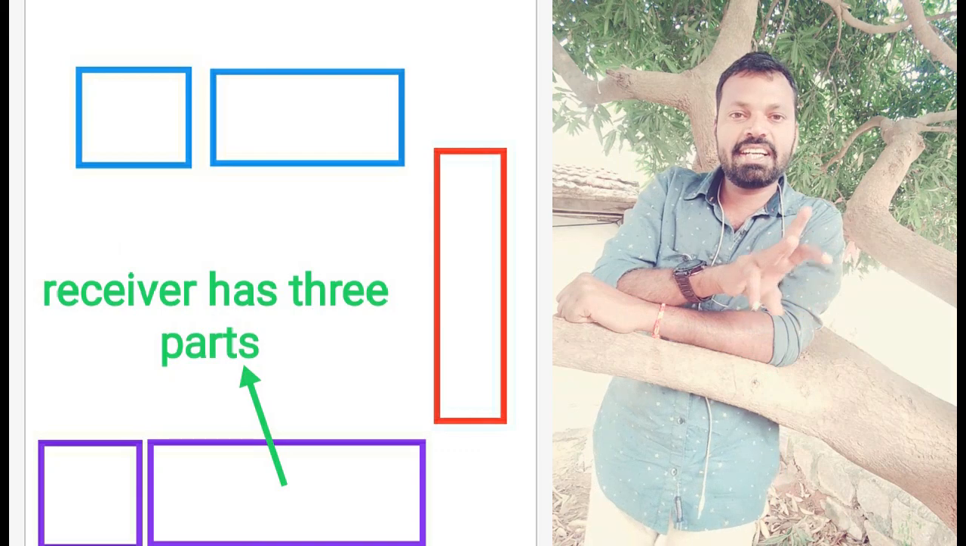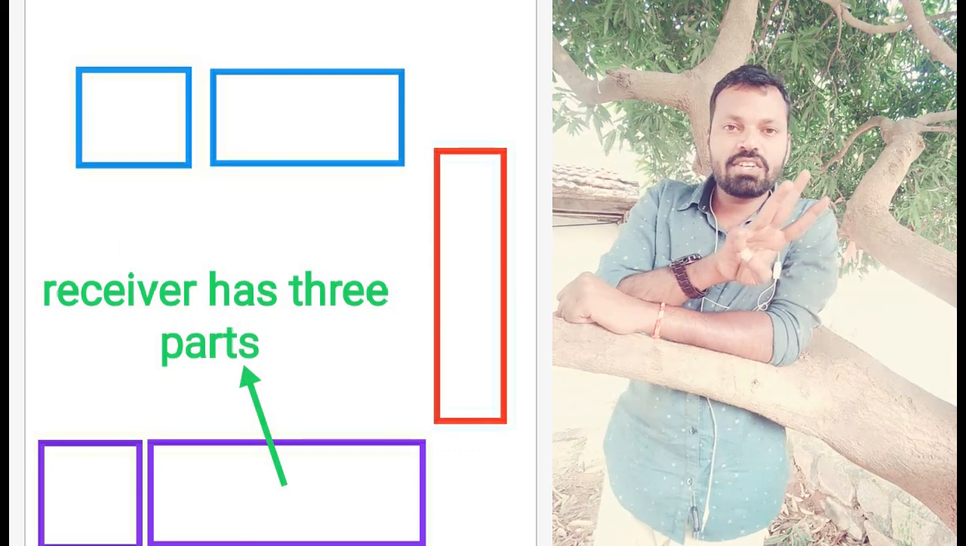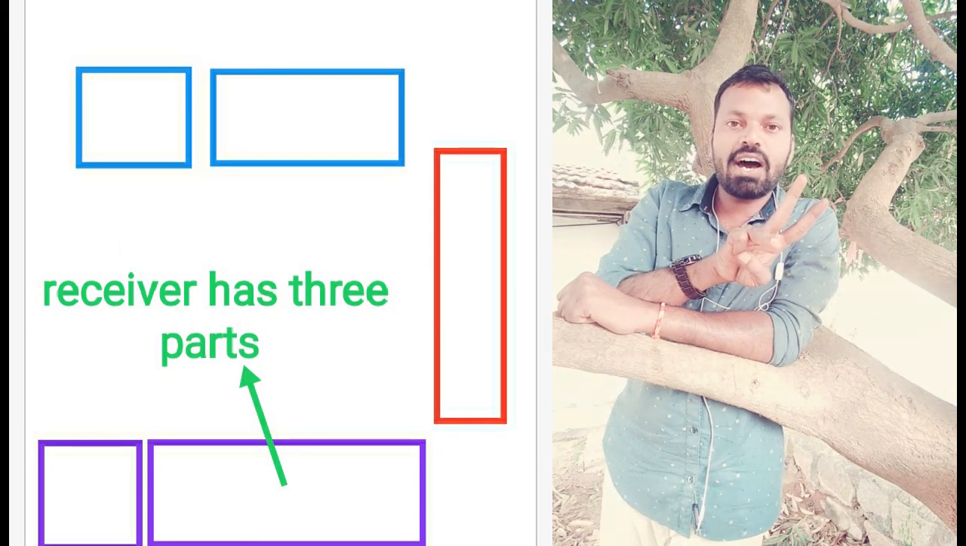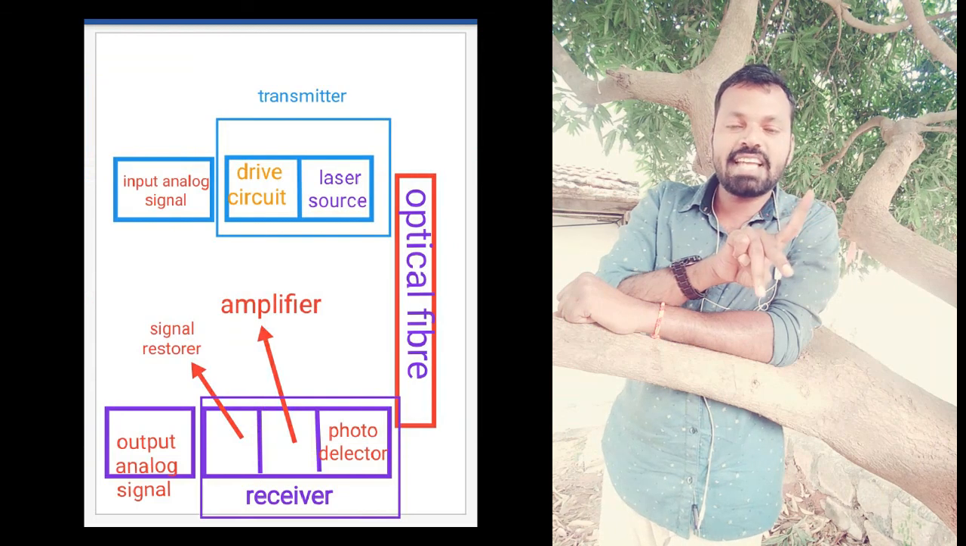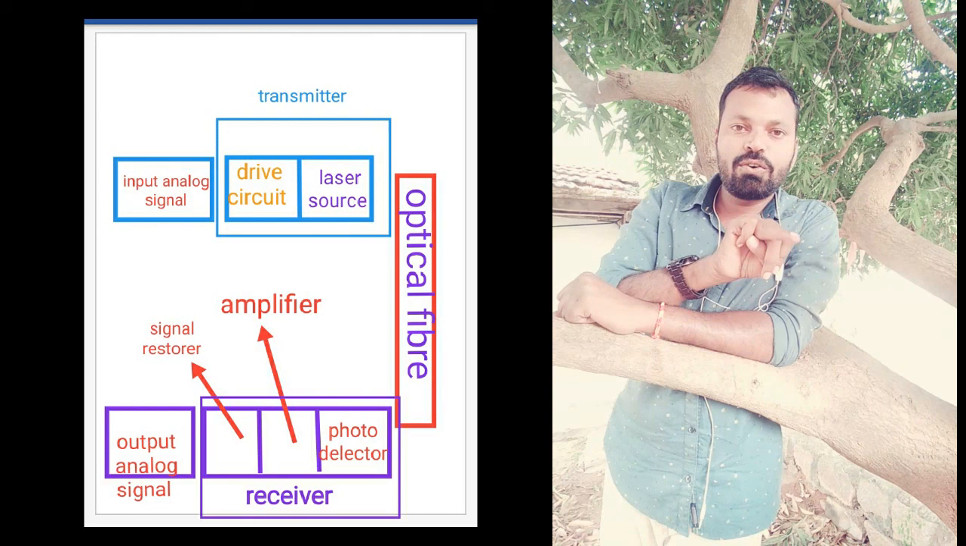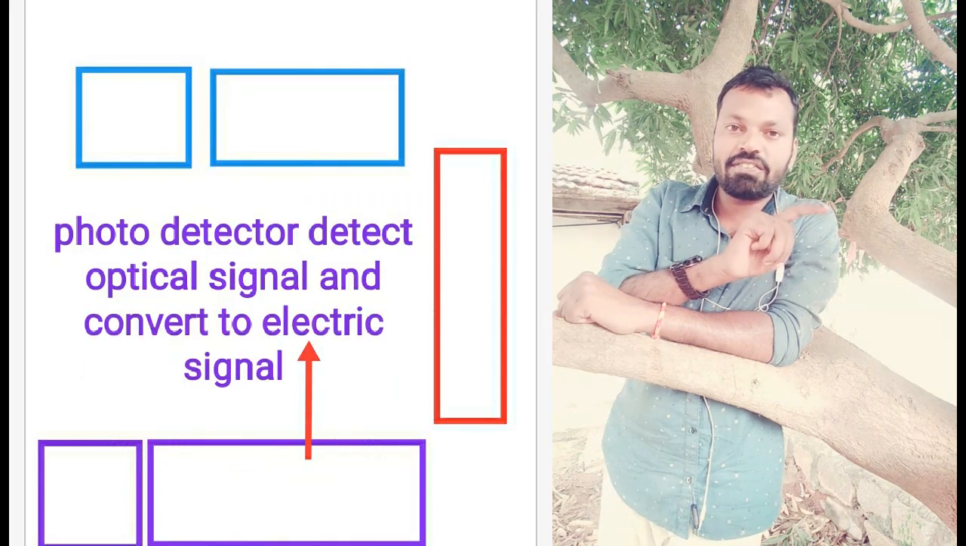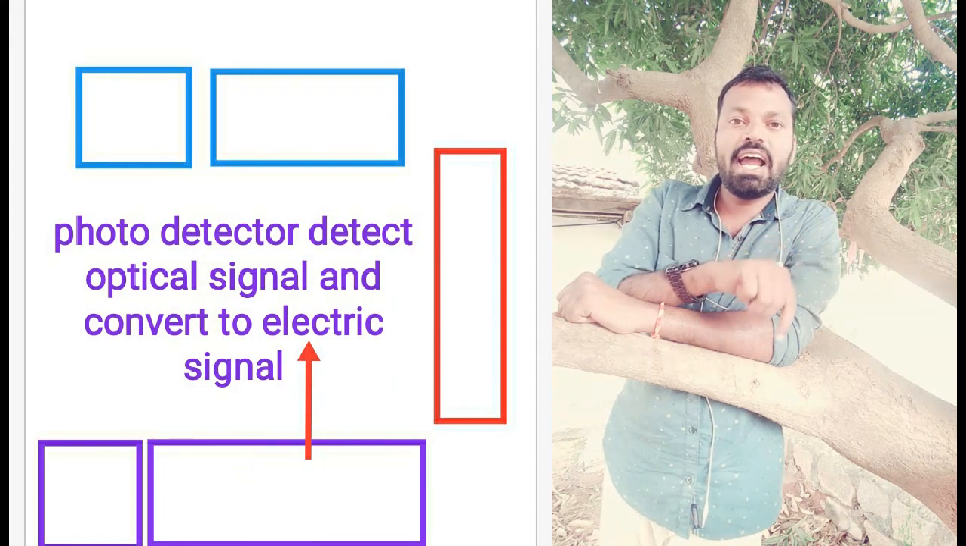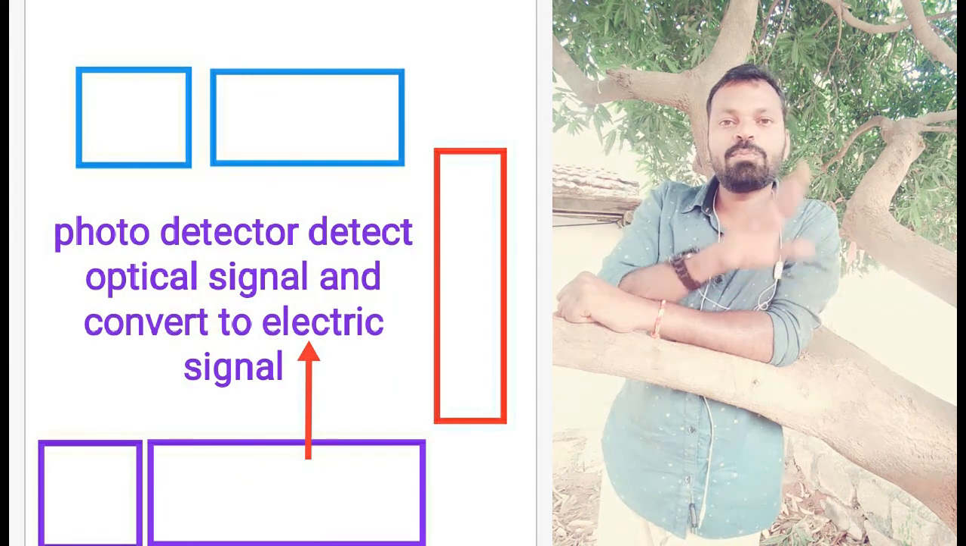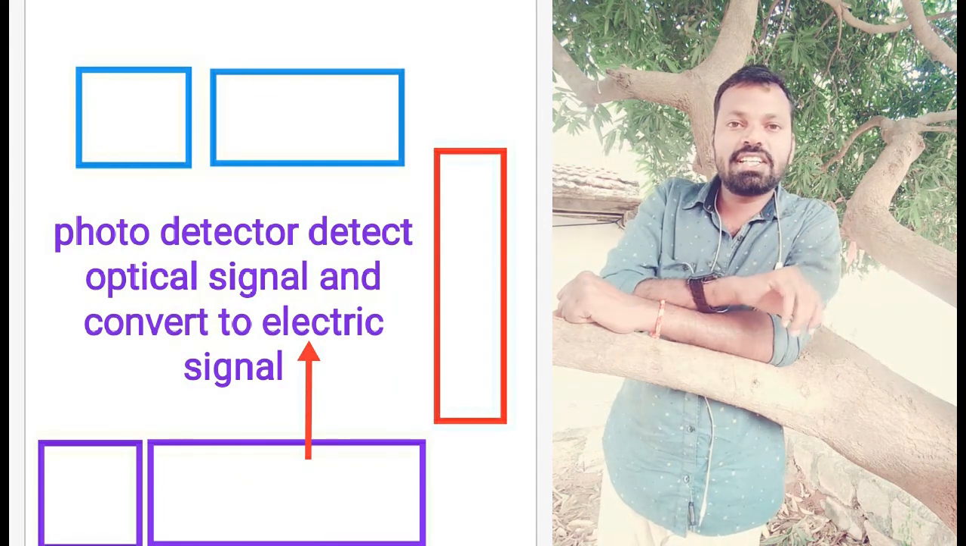The receiver contains three parts. First one is the photo or light detector, second one is the amplifier, third one is the signal restorer. The photo or light detector detects the optical signal from the optical fiber and converts it into an electrical digital signal.